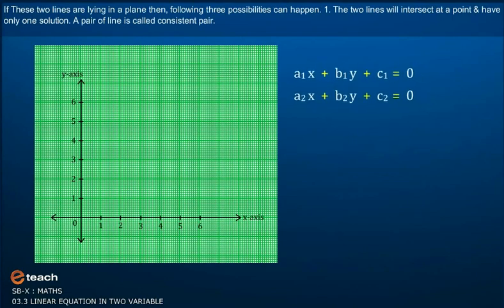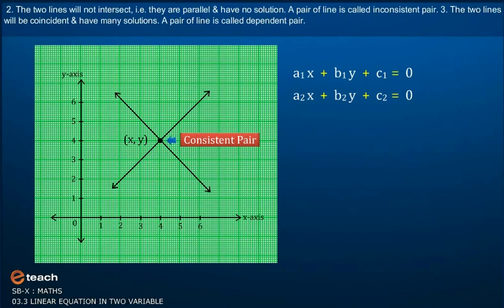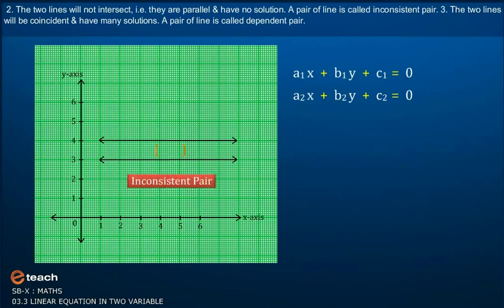If these two lines are lying in a plane, then the following three possibilities can happen. 1. The two lines will intersect at a point and have only one solution. Such a pair of lines is called a consistent pair. 2. The two lines will not intersect, that is, they are parallel and have no solution. Such a pair of lines is called an inconsistent pair. 3. The two lines will be coincident and have many solutions. Such a pair of lines is called a dependent pair.